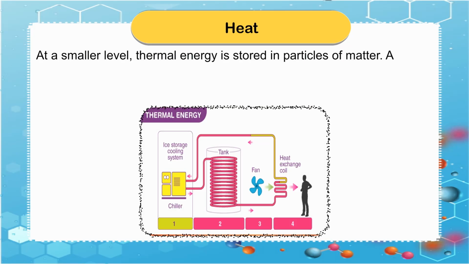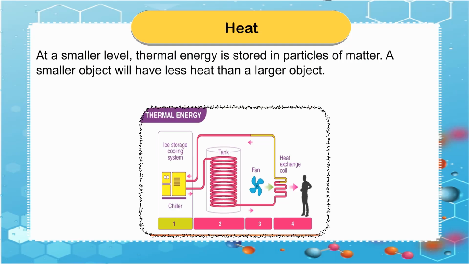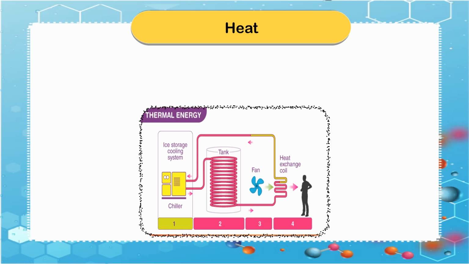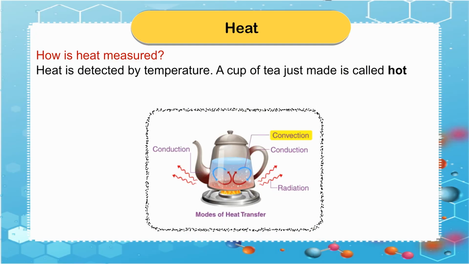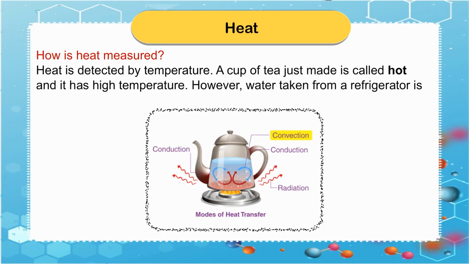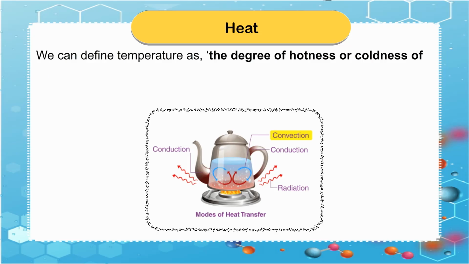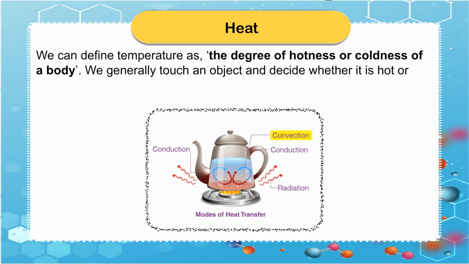At a smaller level, thermal energy is stored in particles of matter. A smaller object will have less heat than a larger object. How is heat measured? Heat is detected by temperature. A cup of tea just made is called hot and it has high temperature. However, water taken from a refrigerator is called cold and it has low temperature. We can define temperature as the degree of hotness or coldness of a body.